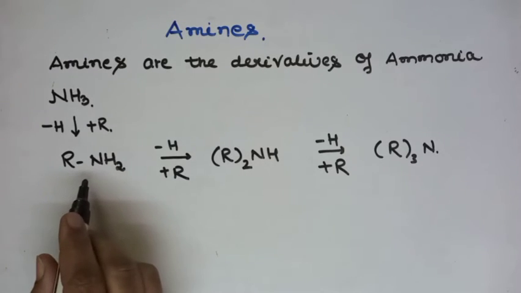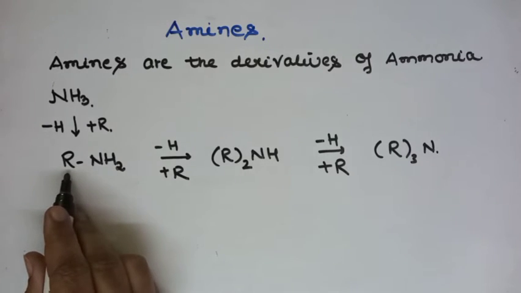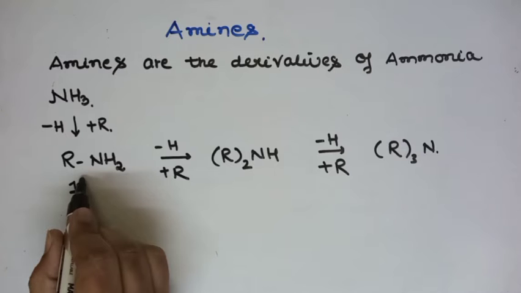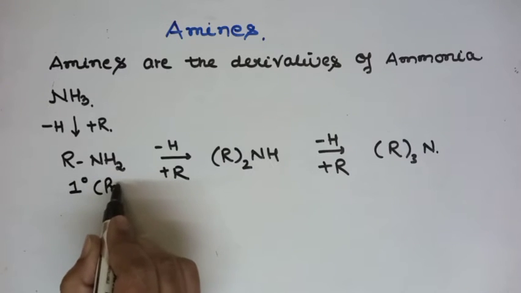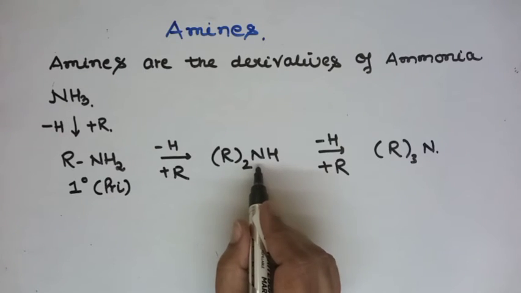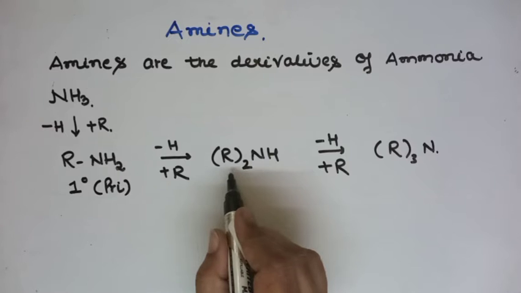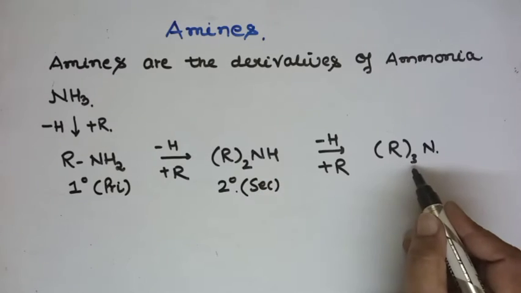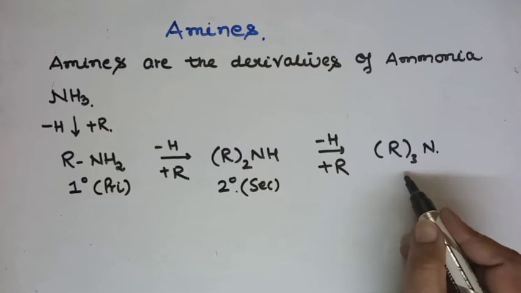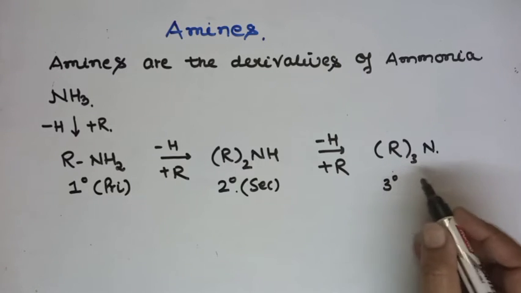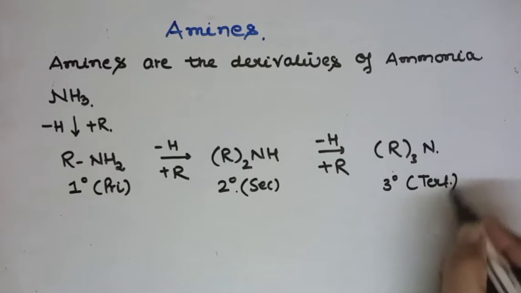The first one has only one alkyl group. The nitrogen is directly connected to only one alkyl group. So this type of amine is called 1 degree or primary amines. And the second one, where the nitrogen atom has two alkyl groups directly attached to it, is called 2 degree or secondary amines. Similarly, if the nitrogen is connected with 3 alkyl groups directly, then it is called 3 degree or tertiary amines.